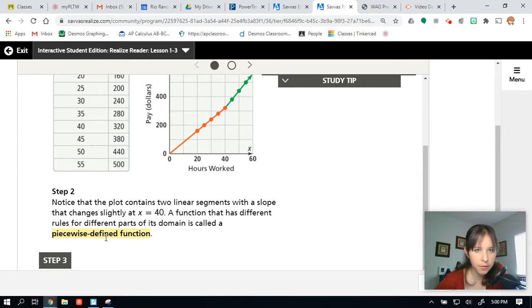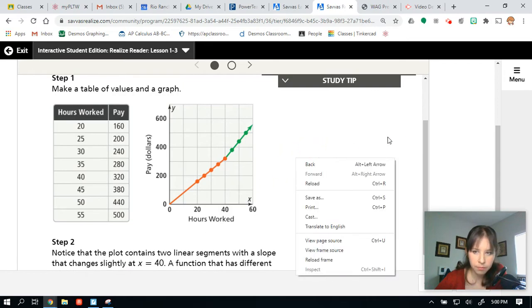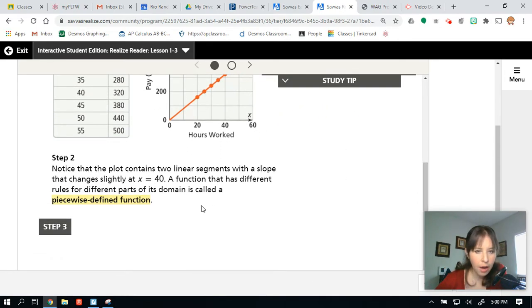So I would pause the video at this moment, and I would write down: a function that has different rules for different parts of its domain is called a piecewise function. And again, domain is your x-axis. So pause this, write this down, and come back to this video when you are done writing this definition down in your notebook.